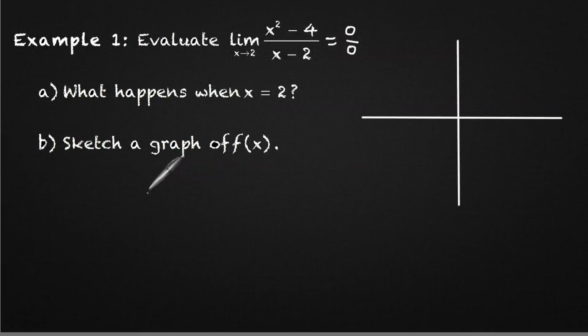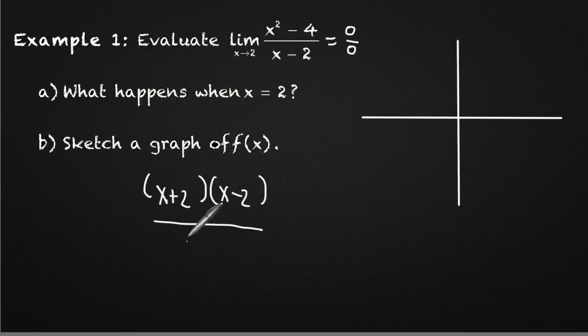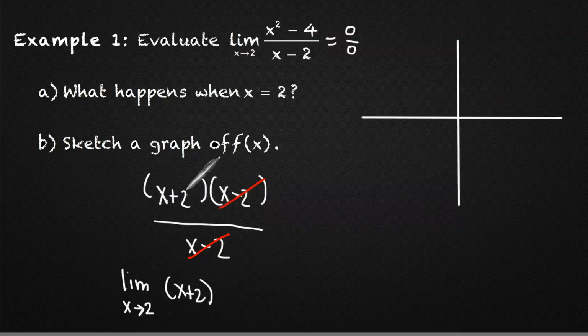We know from Algebra 2, if we wanted to graph this function, we would factor the top, and we would get x plus 2 and x minus 2. And then on the bottom, we already have an x minus 2. So we can see here that the x minus 2's are going to cancel. And now we essentially are left with a new function. So we're now left with the limit as x approaches 2 of x plus 2. So we can see that the answer is simply 4, but let's go ahead and graph this.